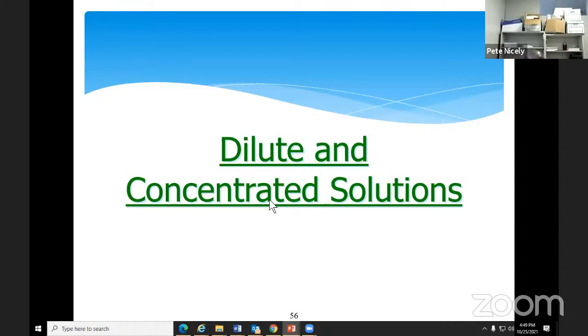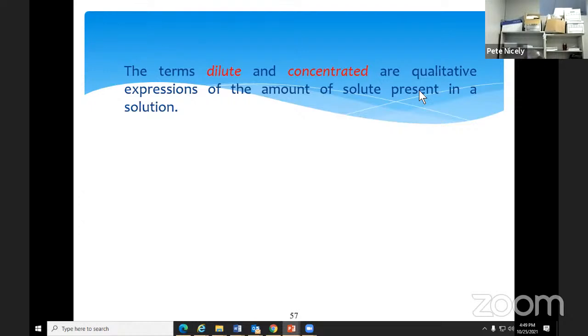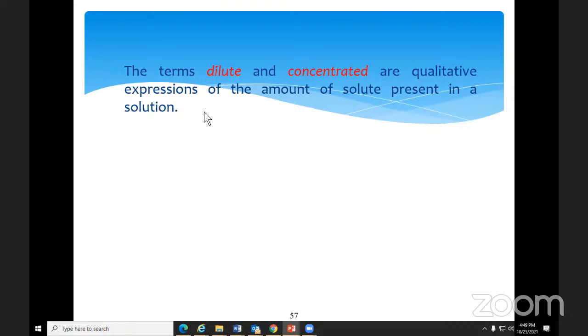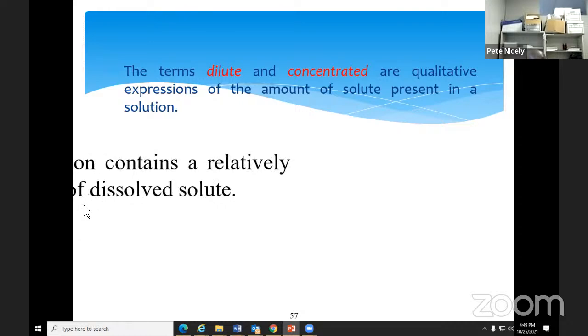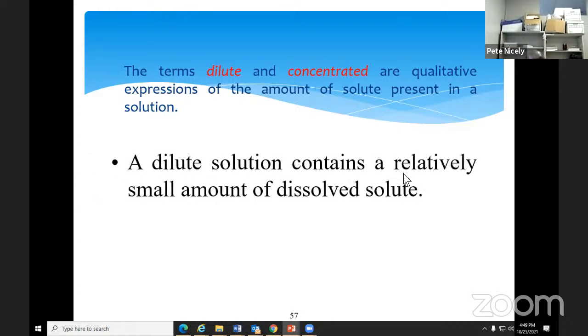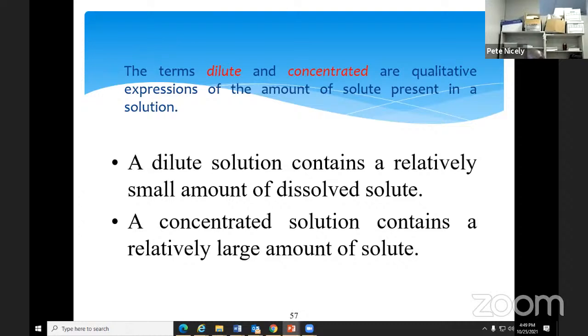So let's talk about the difference between a dilute and a concentrated solution. So these are relative terms, and these are qualitative terms. They don't tell us exactly the amount of solute present in a solution, right? So basically, a dilute solution contains a relatively small amount of the dissolved solute, right? Whereas a more concentrated solution contains a relatively large amount of a solute in a solution. So as you can see here, these are basically relative terms, all right?